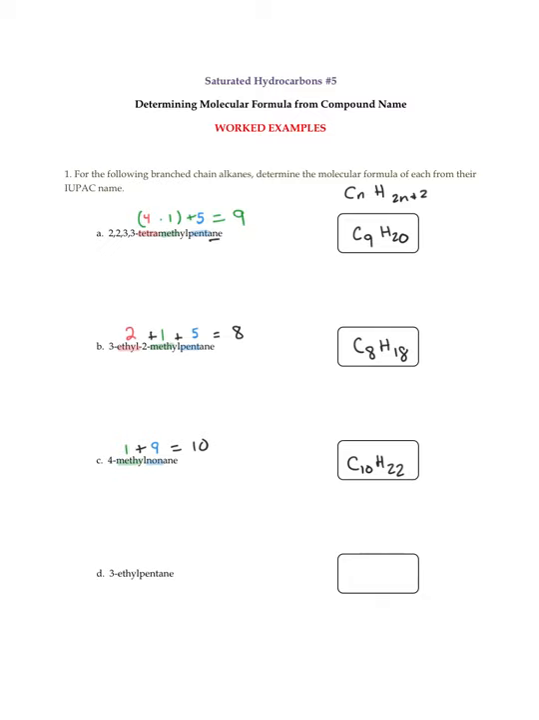In our last example, once again we have a pentane, which once again means 5 carbons. Here we see we have an ethyl group again, which tells us we have 2 carbons. And so here we add those up, we got a total of 7 carbons. And so our formula would be C7H16. So this is a relatively straightforward exercise once you kind of understand how to do it.